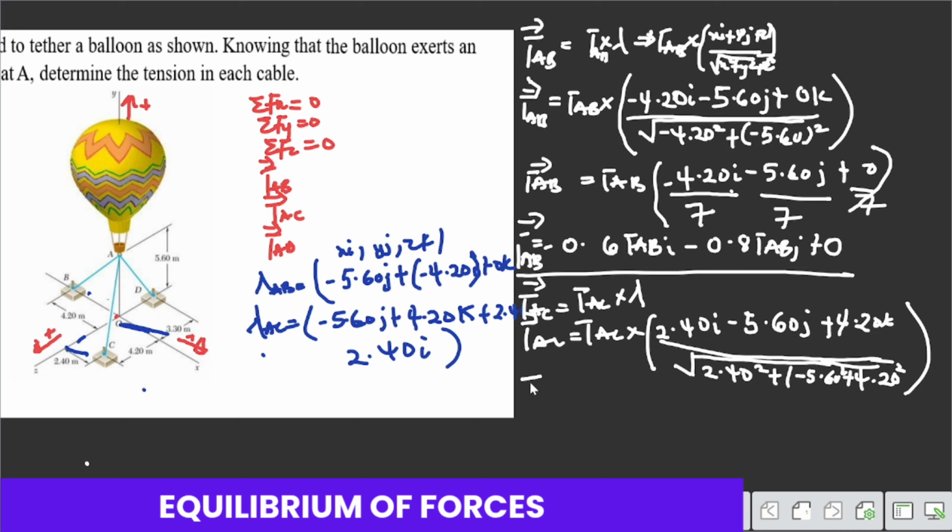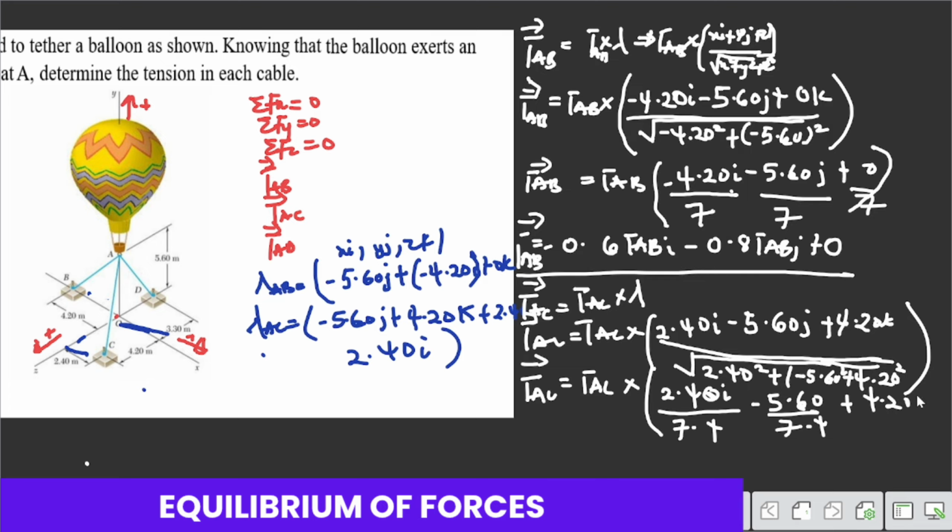So now let's write this well. From this side, I'm going to have TAC, having the whole of this, equal to the TAC at this side multiplied by, so you have this. Okay, so you can have 2.40 I on what? The whole of this square root is 7.4. So you're having 7.4 here. And the next one is going to be minus 5.60 on 7.4, right? Then plus the 4.20K here on what? 7.4.